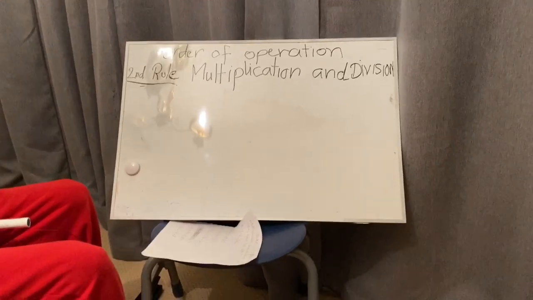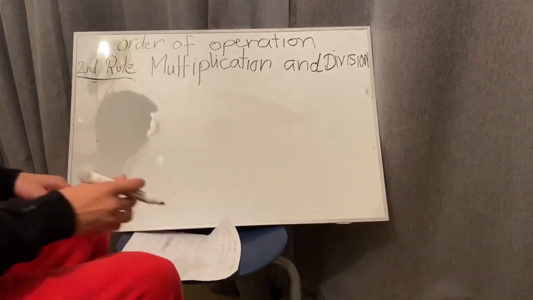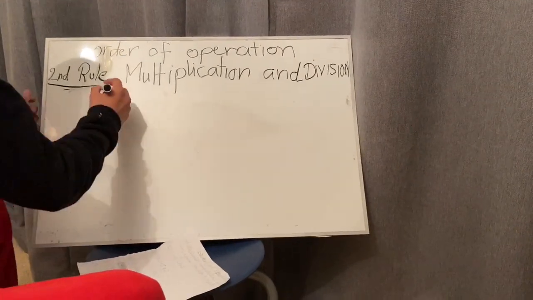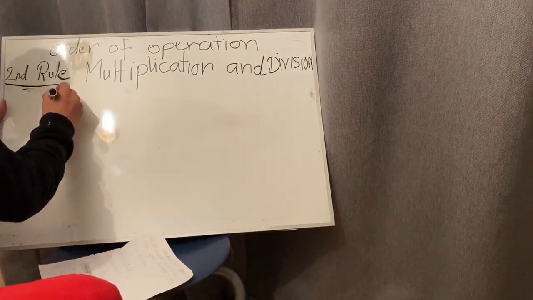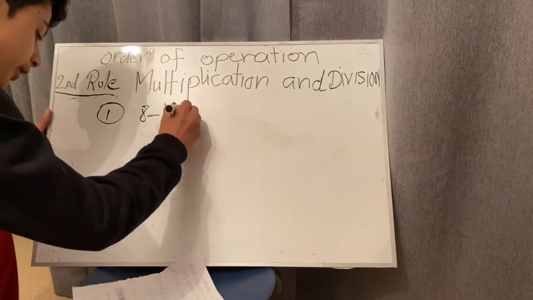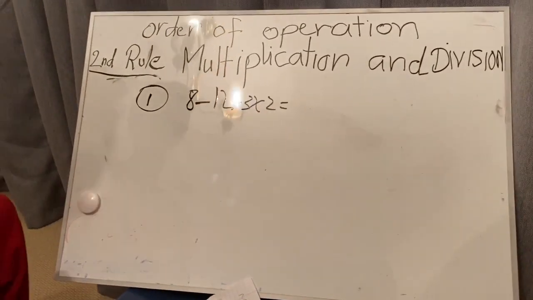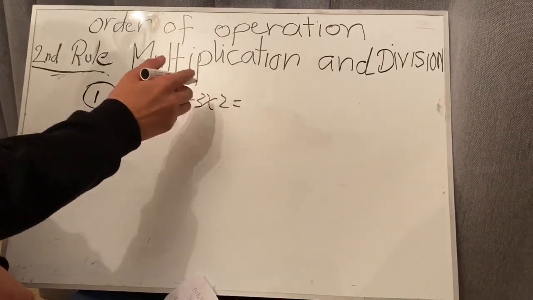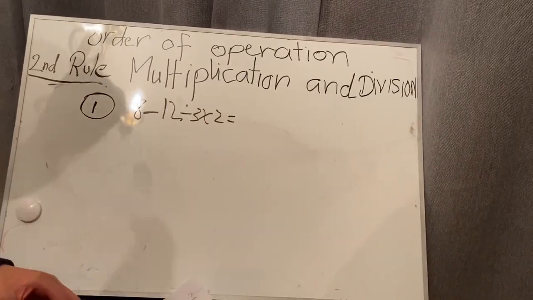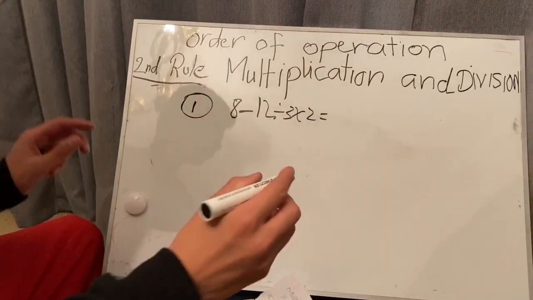As you know, in BIDMAS, multiplication and division come before addition and subtraction. This means that we have to do division and times before the addition and subtraction. So the first question is 8 minus 12 divided by 3 times 2 equals. First of all, we're going to do divides and times, because division and times come before addition and subtraction. So your equation will look like this if you use the left to right rule.